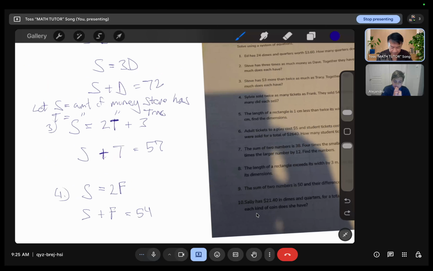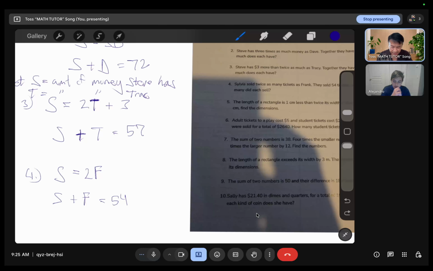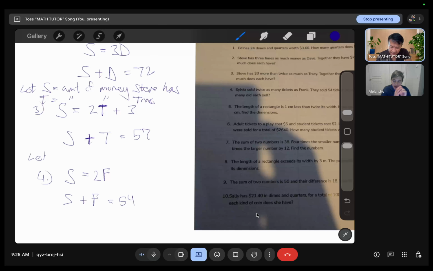Number 4, twice as many. So you say something like this: let S equal the number of tickets, using the pound symbol, number of tickets for Sylvia. I think your teacher will be fine. You're still learning, so you do shortcuts a little bit. Okay, and then F is the number of tickets for Frank.